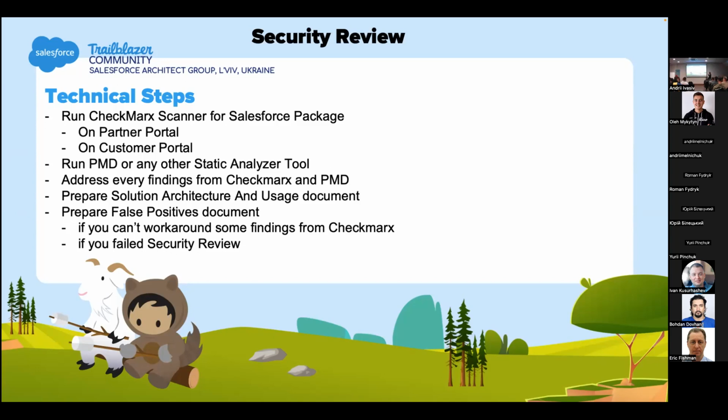Next, you need to run PMD or any other static analyzer tool. It's good to have PMD. You need to address any findings from Checkmarx and PMD. You need to prepare a solution architecture usage document. You need to prepare false positive documents. If you cannot work around some findings from Checkmarx, or if you failed security review the second time, you will need to provide any false positive documents for findings flagged by the security review team, or you will need to fix them.